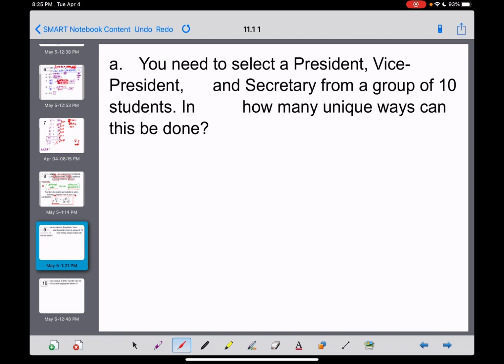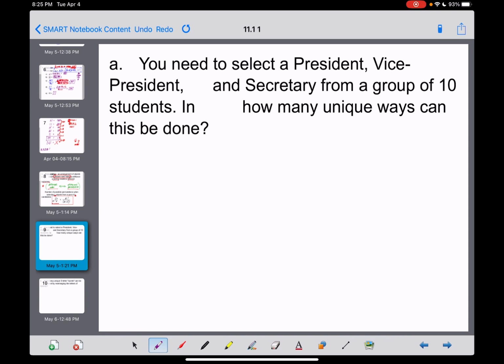All right. First example, you need to select a president, a vice president, and a secretary from a group of 10 students there in your class. In how many unique ways can this be done? So the first question you guys are going to want to ask yourself on your homework here, or a test question, is, when I'm making this selection right here, does the order matter? Is it a combination or a permutation? And we'll get into combinations in just a second.